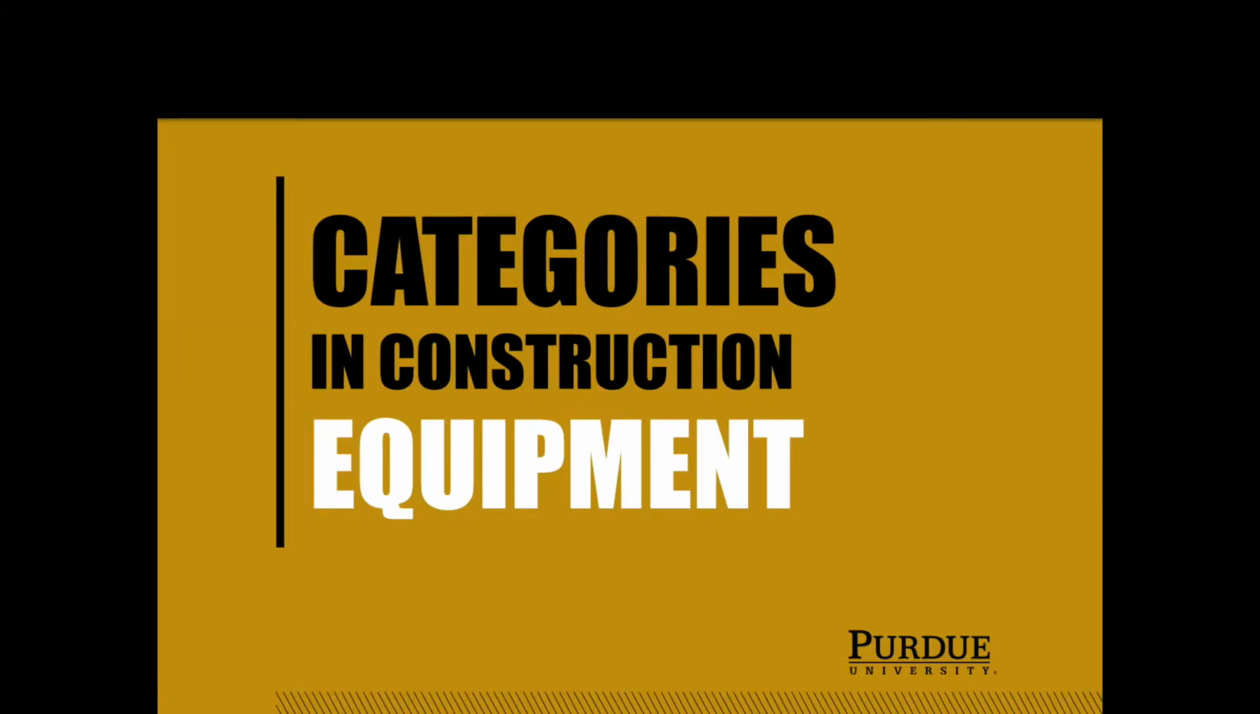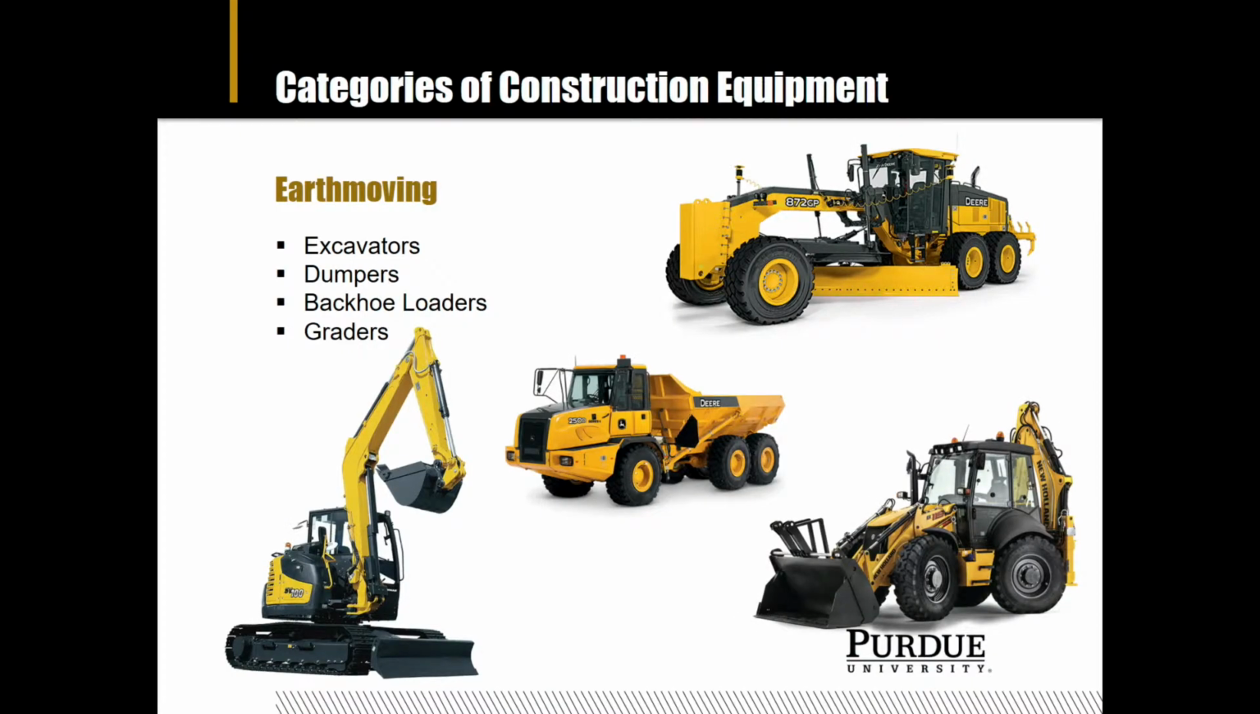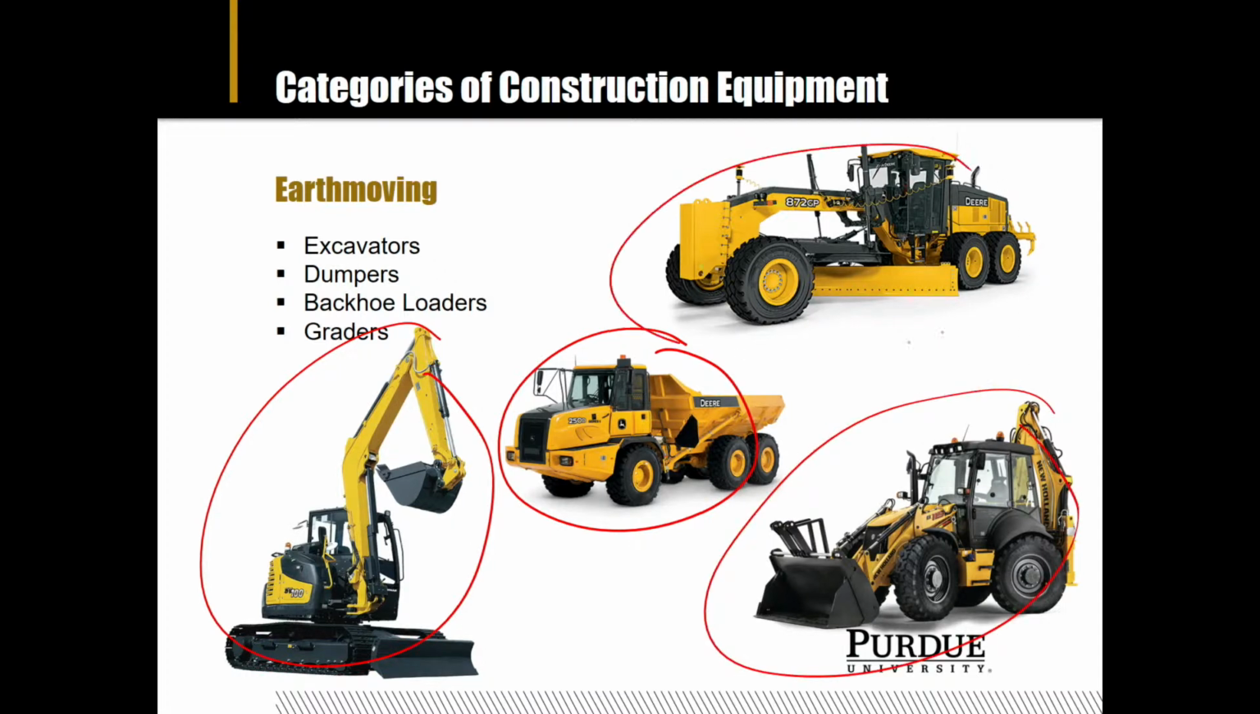Categories in construction equipment. We broke construction equipment down into 4 categories. The first category being earth moving. Earth moving includes stuff like excavators, dumpers, backhoe loaders, and graders. Here you can see the dumper. Here you can see the backhoe loader. Here is the excavator, and here is the grader.